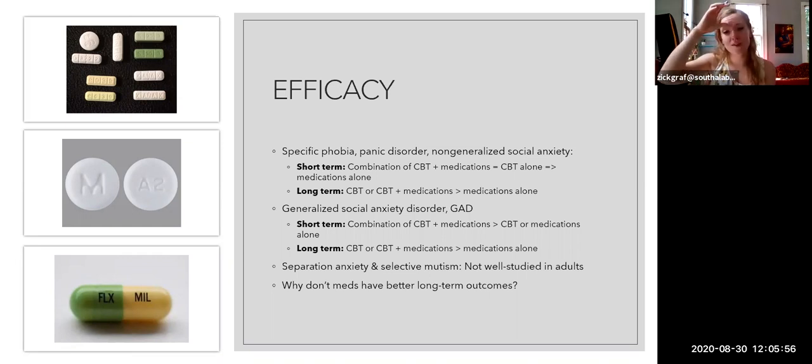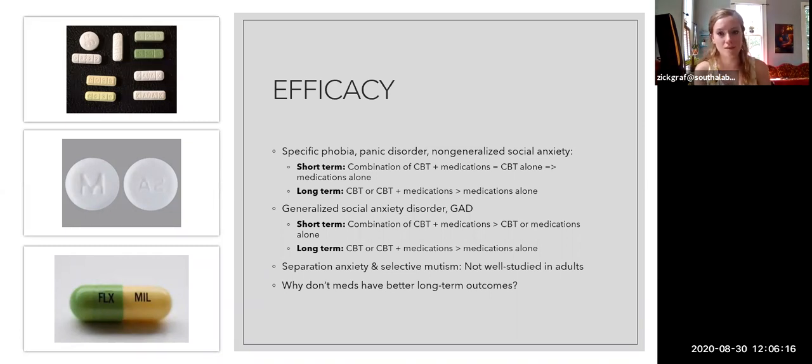For generalized social anxiety, or sorry, yes, generalized social anxiety and generalized anxiety disorder, there is evidence that combined therapy, so CBT plus medications, is more effective than CBT alone. But in the long term, again, any treatment that involves cognitive behavioral therapy with or without medications is more effective than medications alone.